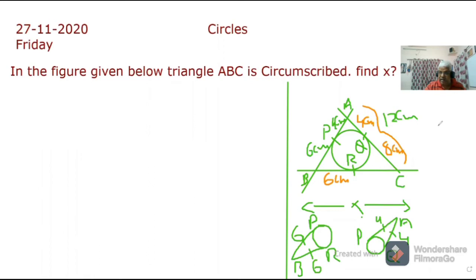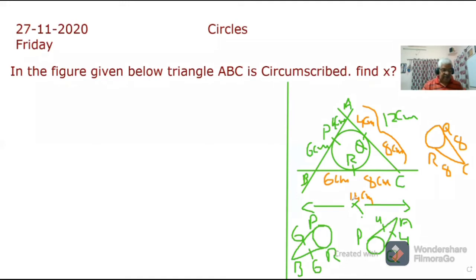Therefore, consider the third circle, again with tangents. Here you have Q and C, and next R. That is QC, which we got as 8 centimeters. Therefore, RC is also 8 centimeters, because tangents drawn from the external point of a circle are equal. Therefore, X, which they asked, is the total measurement 8 plus 6 equals 14 centimeters. You have to remember. See how easily we got the answer.